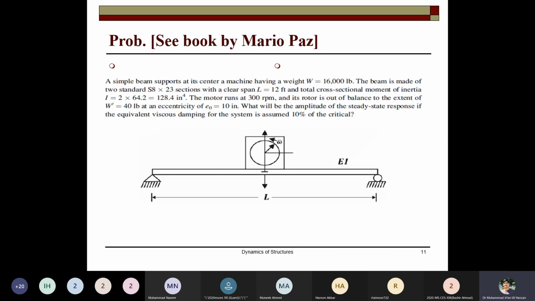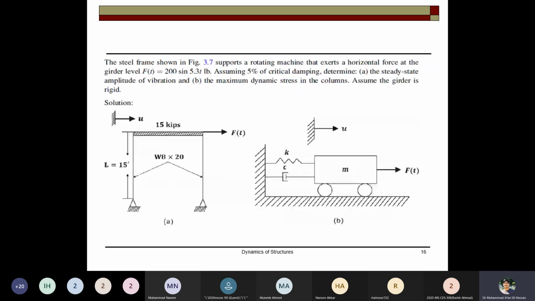So now you can see some different problems which are solved. Like this is a frame structure. The frame structure supports a rotating machine that exerts a horizontal force at the girder. अब फोर्स जो है ये इस तरह दी होगी in harmonic motion P sin omega t. So this is P, this is omega, and 5% damping. Compute the steady state amplitude of the vibration and the maximum dynamic stress in the column.